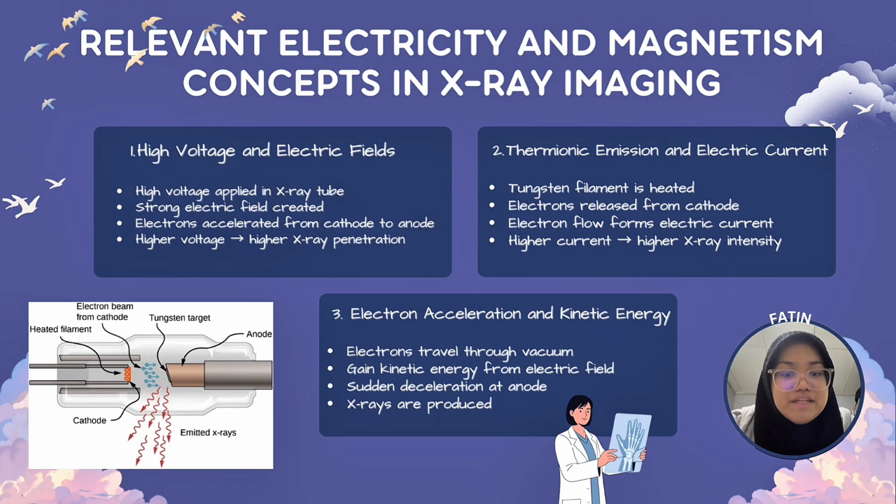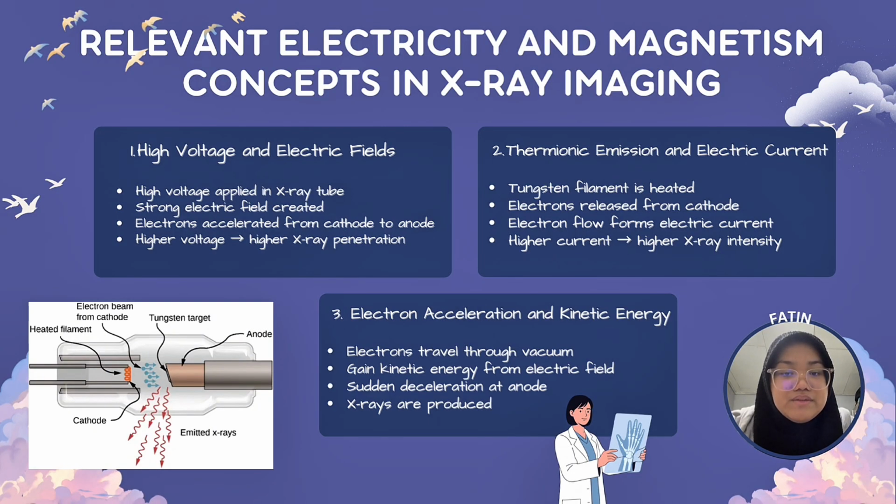Next, thermionic emission and electric current. The cathode contains a heated tungsten filament. When heated, electrons escape from the metal surface through thermionic emission. The flow of these electrons forms an electric current, and a higher current produces more X-rays.